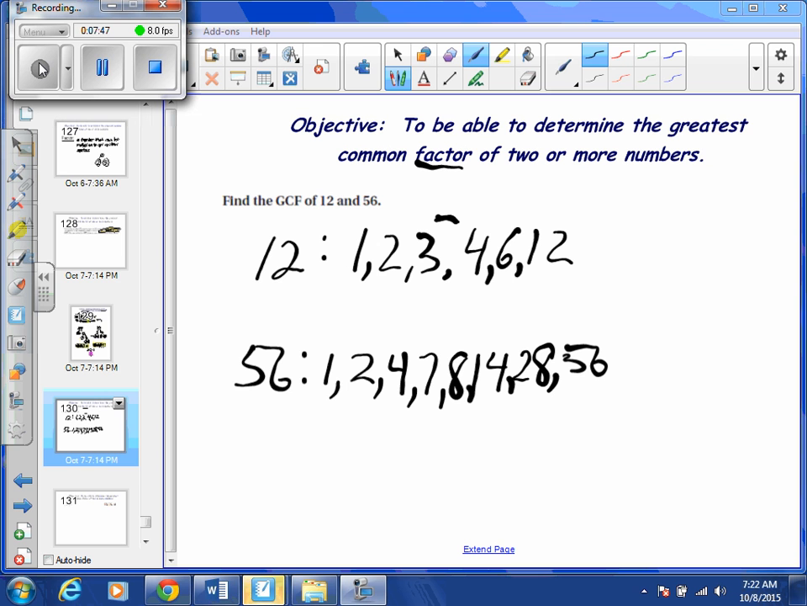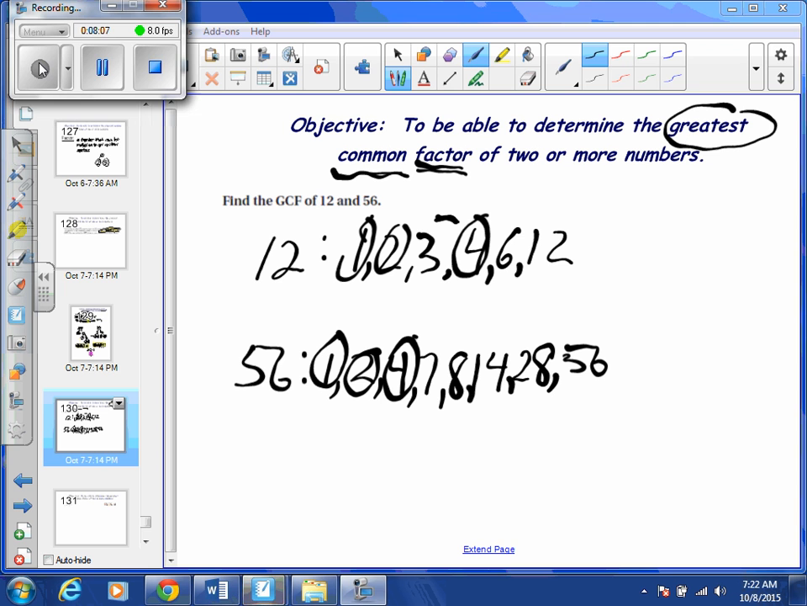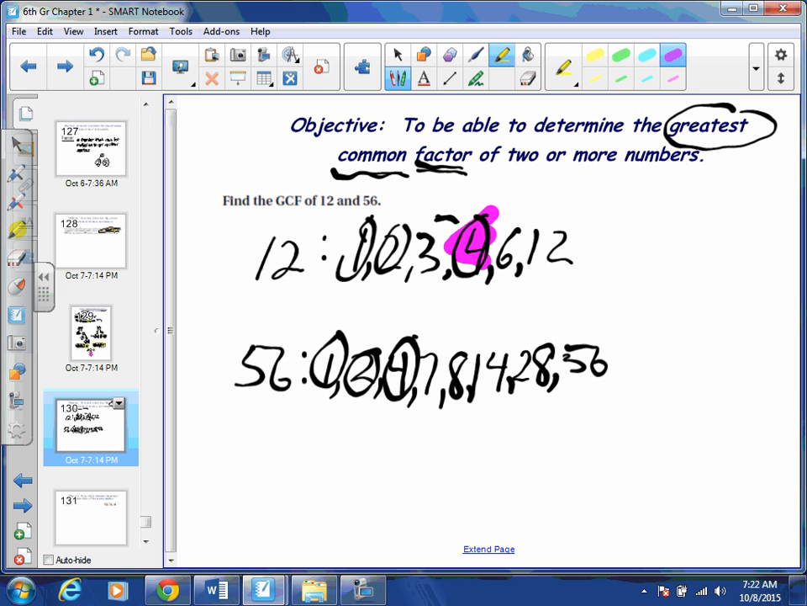So right now I have all the factors. Now I'm going to look for the common factors in my list. We've got 1, we've got 2 in both lists, we've got 4. Do I have any other ones? I'm not seeing any others. So we've got our factors, we found the common ones. Now of those common ones, which one's the greatest? That would be 4. So our greatest common factor of 12 and 56 is 4.